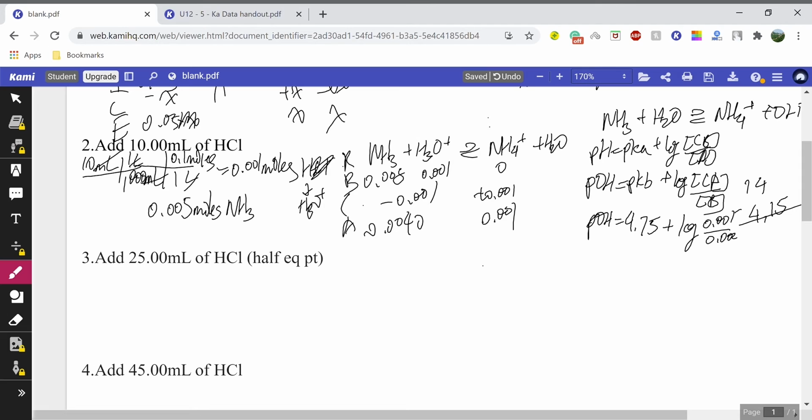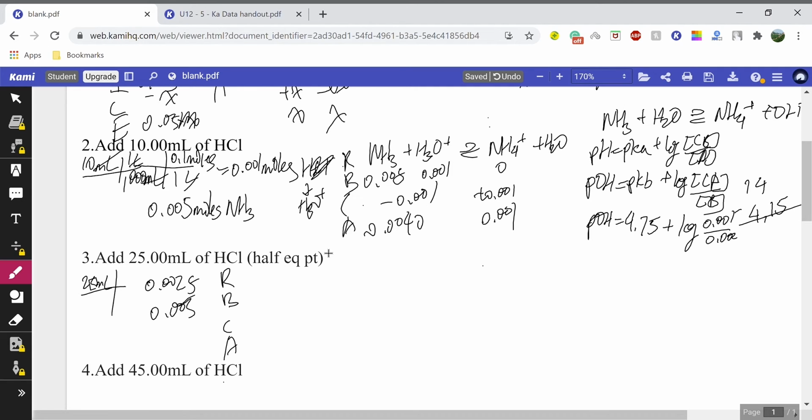Alright, now what happens when we add 25 milliliters? Let me do the conversion real quick. 25 divided by 1000 times 0.1 is going to be 0.0025, and the starting amount is 0.005. I know they told us that we're at the half equivalence point already, but I'm going to show you how we get the half equivalence point, if it didn't tell you.